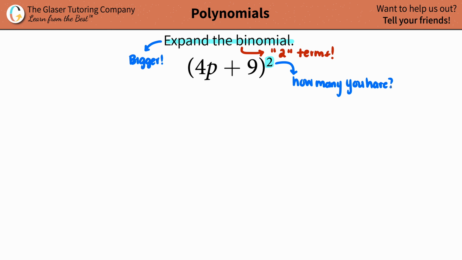And, well, how many do you have? Yeah, you've got 2, right? You've got 2 binomials. So let's write it out, and that's the expansion. So here's my first binomial. We've got 4p plus 9. Let's close up that parenthesis. And now let's do a new parenthesis of 4p plus 9.